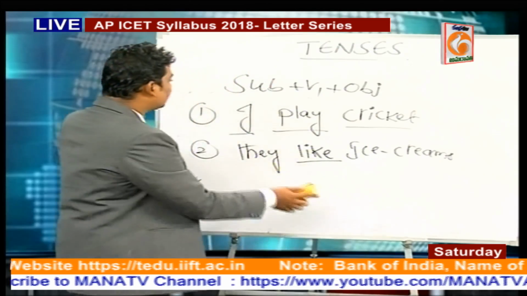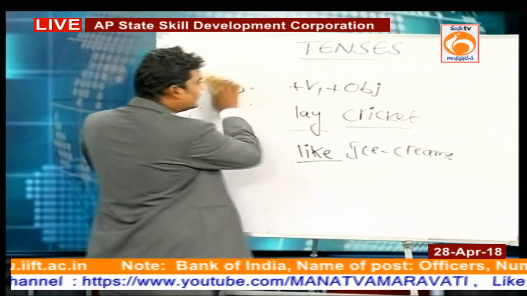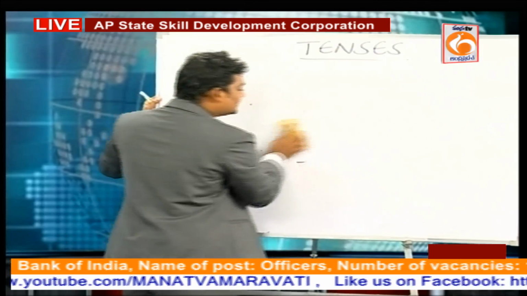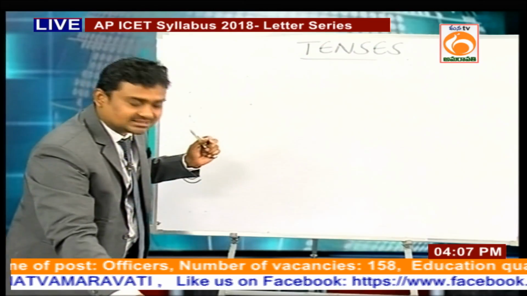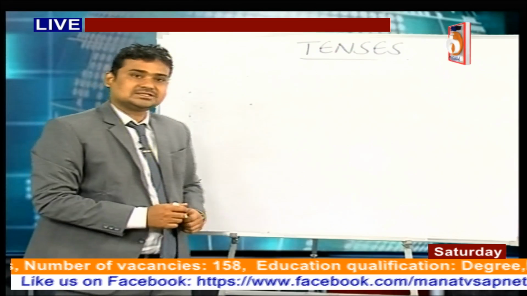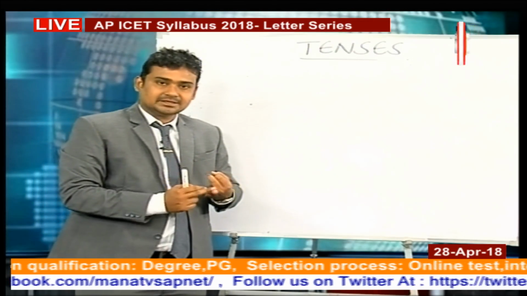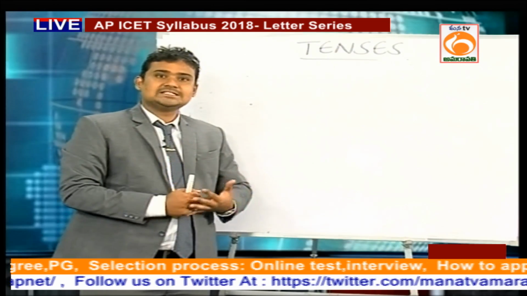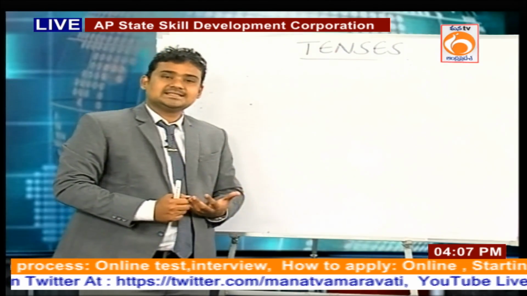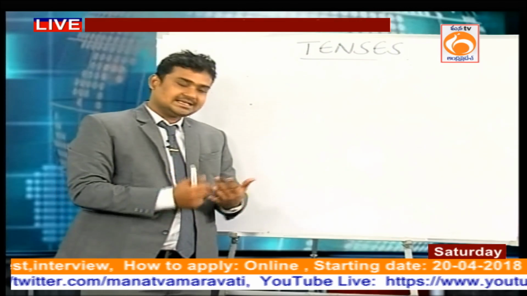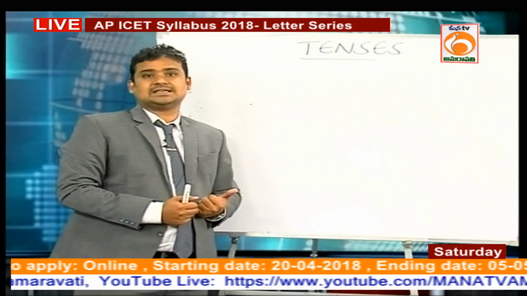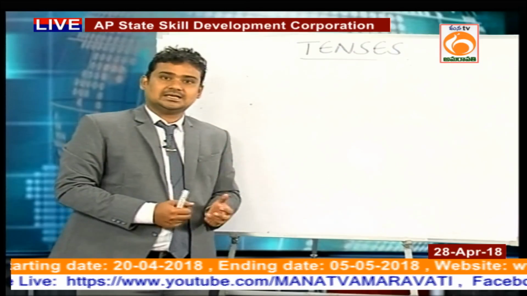And one more rule is also there in simple present tense, that is if the subject is third person singular. According to standard English grammar there are three types of persons: first person, second person and third person. The speaker of the sentence is called first person, the listener of the sentence is called second person, and the one spoken of is called third person.